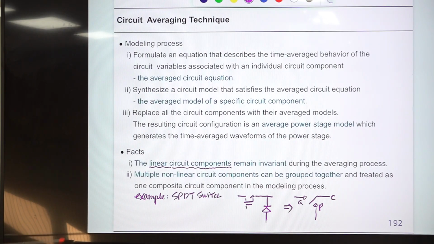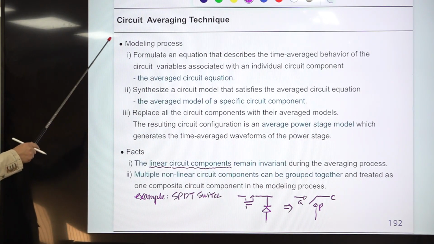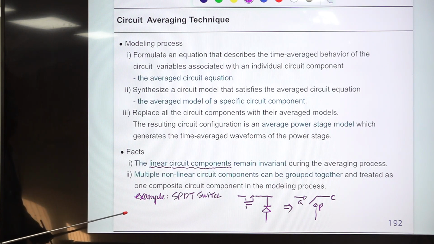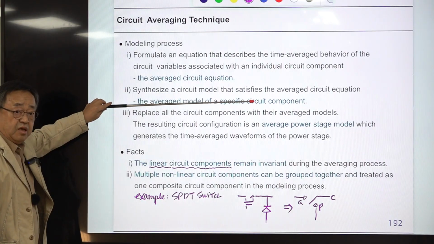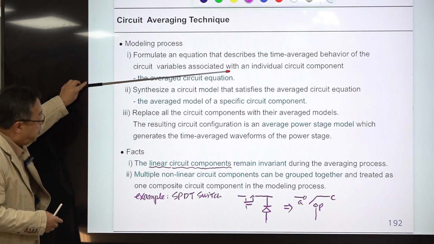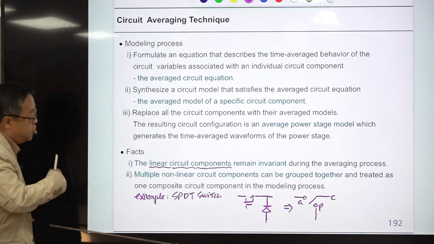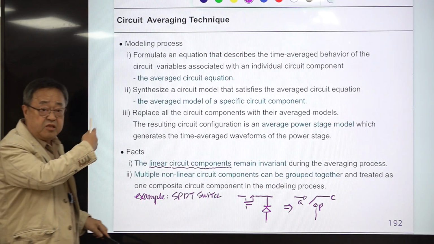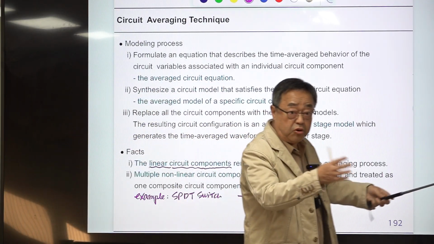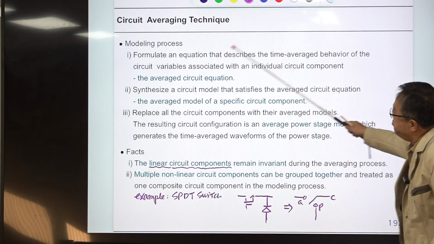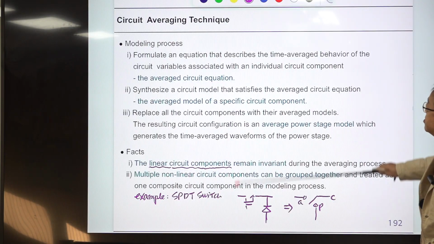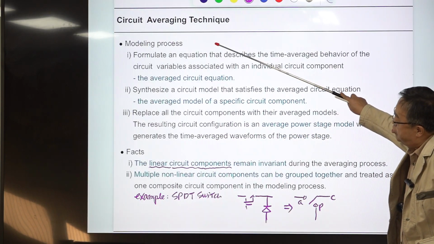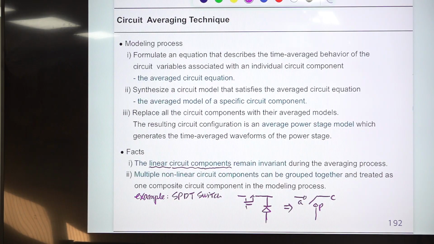This slide shows the description of the circuit averaging technique. You can read this, but it's not easy to understand. And for me, it's not easy to explain this to you, but I'll show the procedure in the next lecture. Once you understand the procedure, this will be understood automatically. So let me skip this, and later on maybe you will read this. But I'd like to emphasize two important facts.